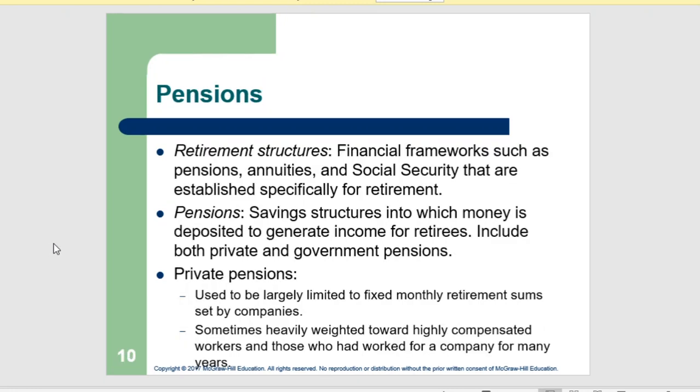So there are lots of different ways to get to goals. We'll talk through a couple of different structures. The first are pensions. Pensions are, in general, a stream of income you're receiving from some kind of outside source.